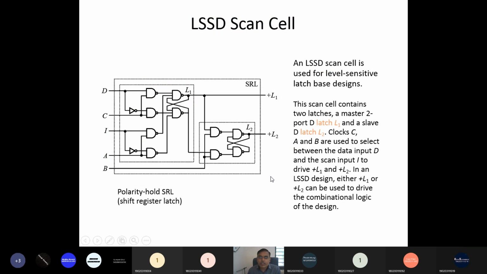So now the third scan cell is the level sensitive, latch based scan cell, the LSSD cell. In the LSSD cell, there are two latches. One latch is a two-port latch. So here this is the two-port latch, and another is a single-port latch. This is a single-port latch.